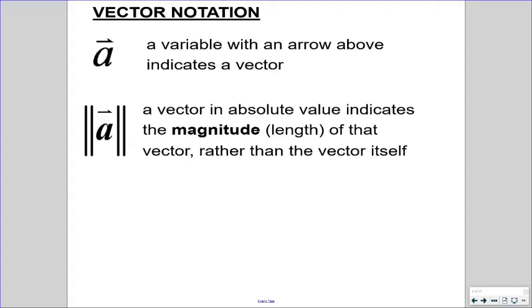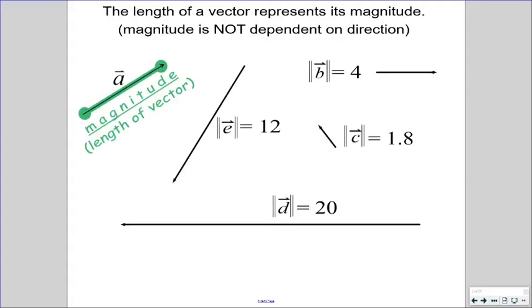We will note vectors as we use them, as we write them, with a variable that has an arrow above it that indicates that variable represents a vector. We represent the magnitude of a vector using absolute values. Oftentimes you'll see me write it like this, with just single absolute value bars around it just to save time. But anytime we see a vector in absolute value, that means we're expressing the magnitude or the length of that vector rather than the vector itself. The length of the vector then represents its magnitude.